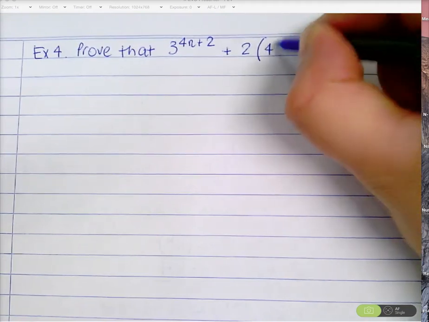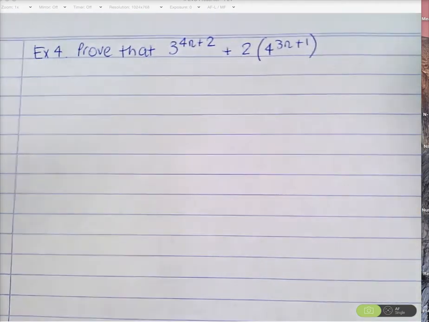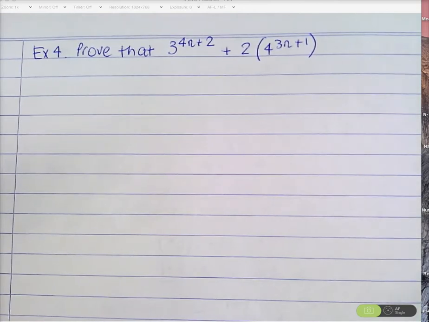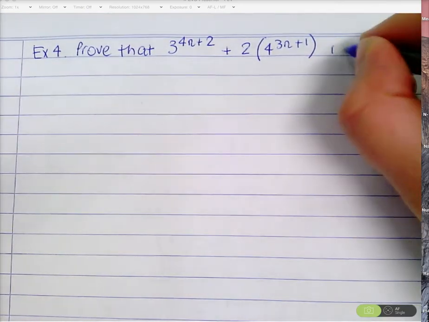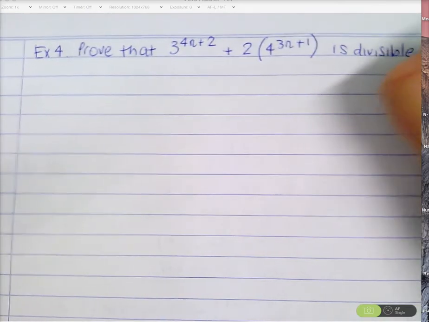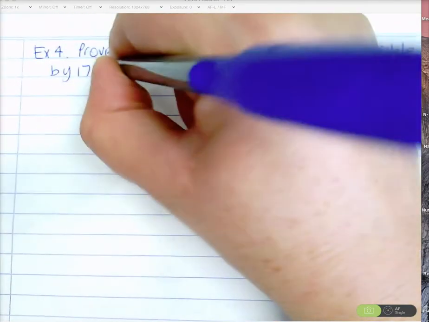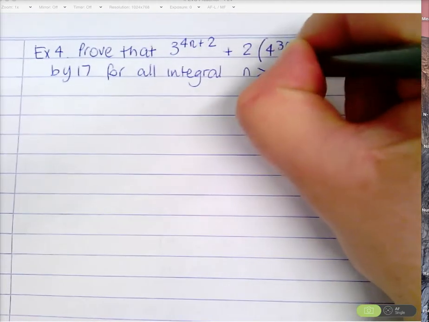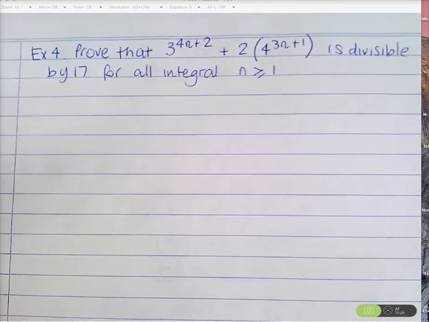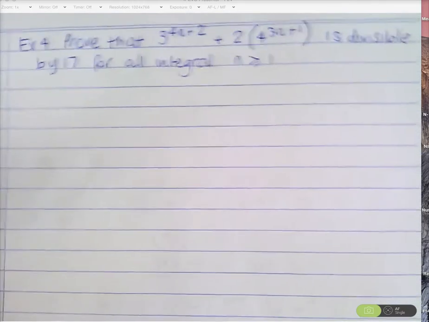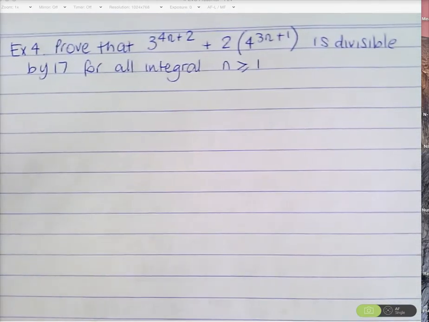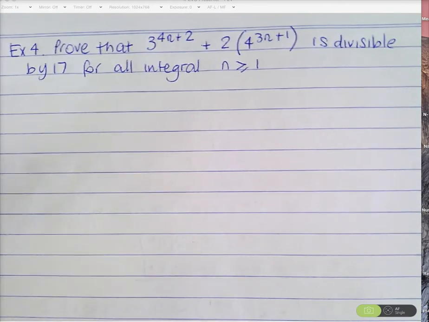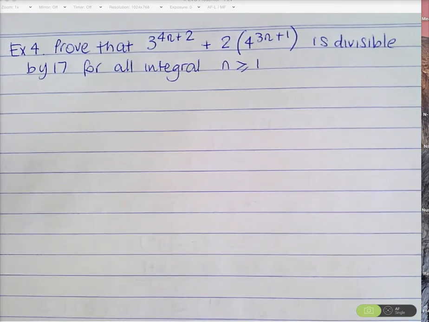Here's another example. The example is to prove that 3 to the power of 4n plus 2, plus 2 times 4 to the power of 3n plus 1, is divisible, now these are getting harder, by 17 for all integral n greater than or equal to 1. So it's 3 to the power of 4n plus 2 plus 2 times 4 to the power of 3n plus 1 is divisible by 17. For all integral n greater than or equal to 1, can you have a go, girls?